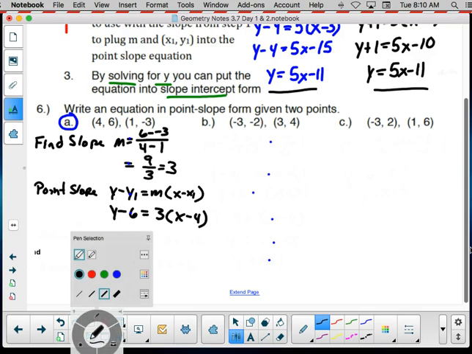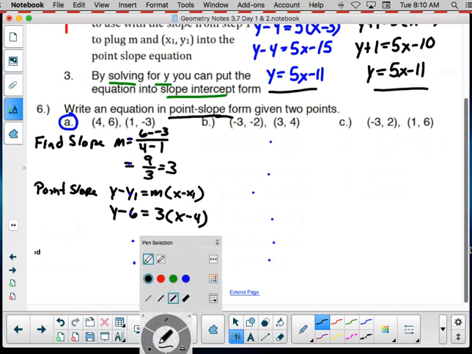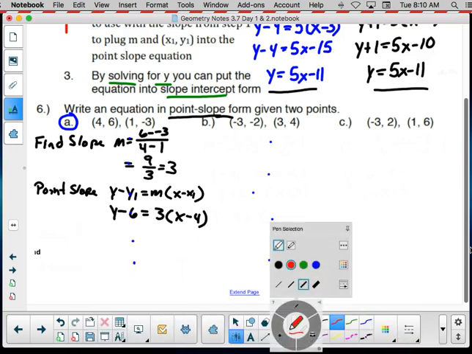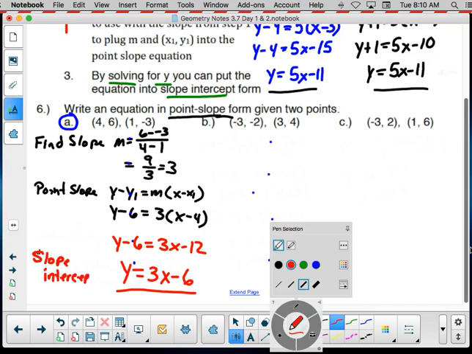Now, this is point slope form given 2 points. I'm done. I want to make an emphasis, though, that if I wanted to write it in slope intercept form, I would take my point slope form and solve for y. And so if I would do that in this case, 3x minus 12, and then I'll add 6, and y equals 3x minus 6. So this is in slope intercept form, if they asked me to do it that way.